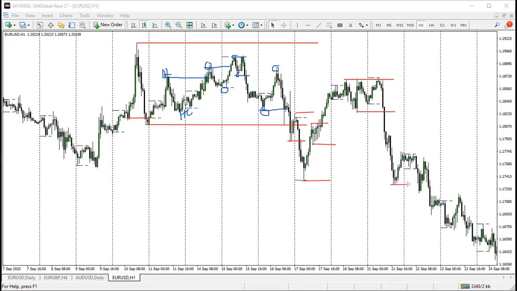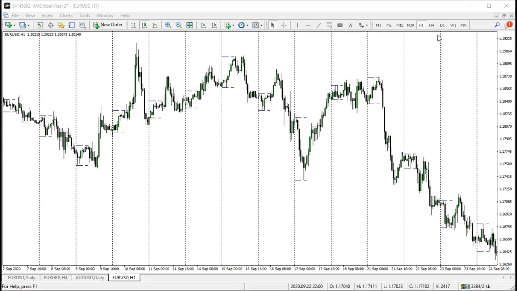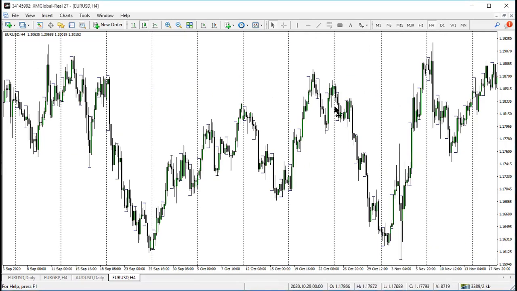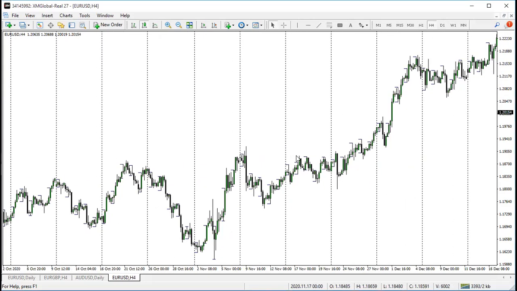They made a new lower low here, a lower high, lower low, lower high, lower low, lower high, lower low, lower high, and then price was just going down. So this was our complex pullback. This one. And then sometimes 4 hour and 1 hour are different.